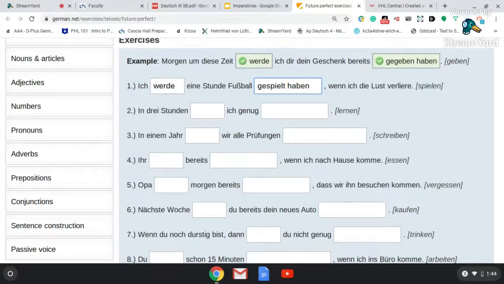But here's an example where this phrase did not go to the end, gespielt haben. It went to the end of the phrase, not the end of the whole sentence. Usually it's going to be at the end. I'm going to keep the sentences pretty simple.